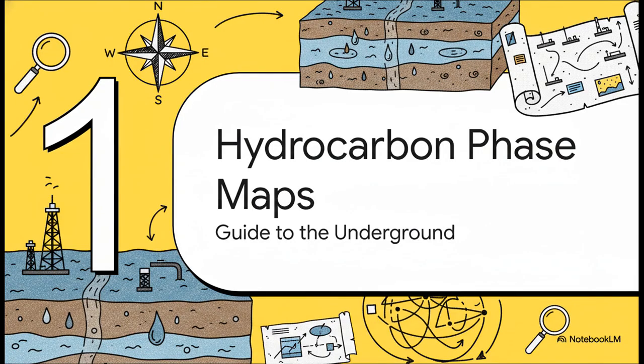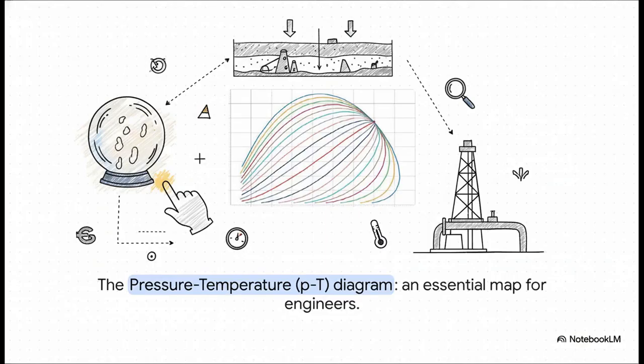So, how in the world do engineers navigate this invisible high-stakes world? Well, they don't go in blind. They use a very special kind of map that basically acts as their guide to the underground. And this is it, the pressure-temperature diagram, or just PT diagram for short. For any mix of hydrocarbons you can think of, this one chart tells engineers exactly how it's going to behave under any combination of pressure and temperature. It's basically their crystal ball for what's happening miles beneath their feet.